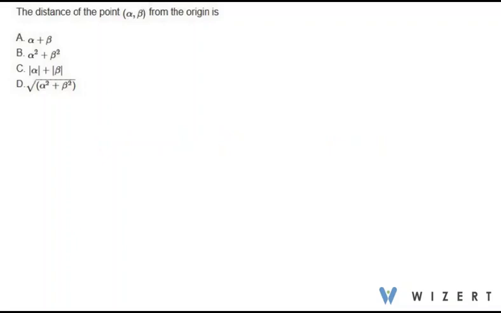We have this question here. The distance of the point alpha comma beta from the origin is.